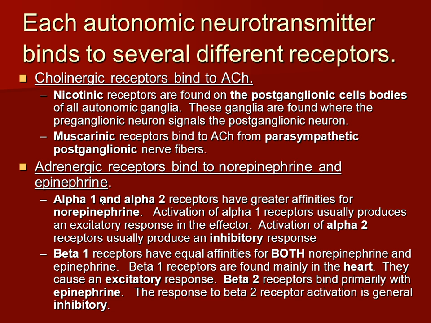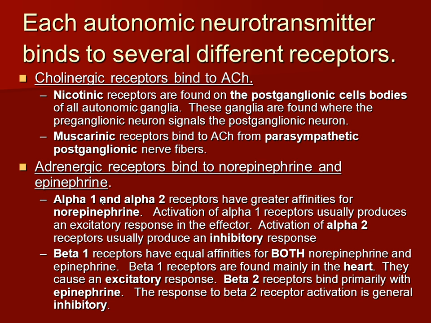So what would you predict? Would you predict the GI tract has 1s or 2s on it? 2s. Why? Because adrenaline inhibits the GI tract. So you can expect the GI tract to have number 2 receptors. What would you expect the heart to have on it?